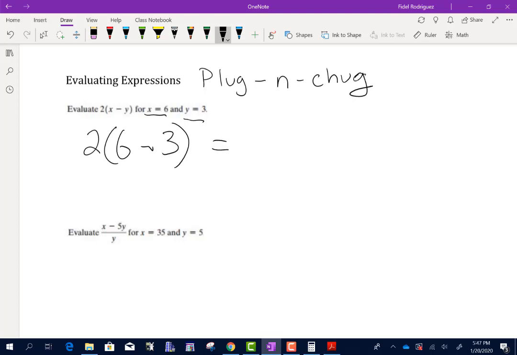Okay. Now, let's go ahead and do order of operations. I got to do my parentheses first. So 6 minus 3 is going to give me 3. 2 times 3 is 6. And we're done. Okay.